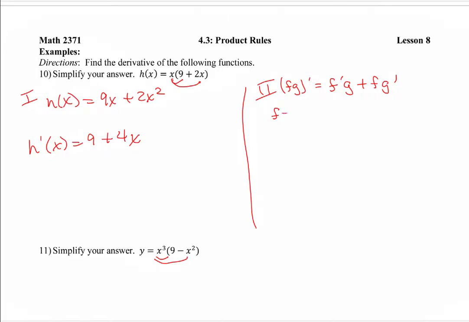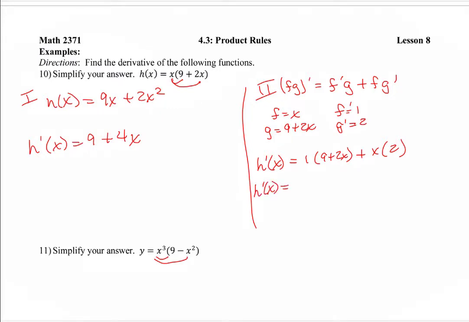All right, where f is x and f prime is 1, and g is 9 plus 2x and g prime is 2. So then h prime of x equals 1 times 9 plus 2x plus x times 2. So then h prime of x, you just simplify this. So that's 9 plus 2x plus 2x. So that's 9 plus 4x. Okay?